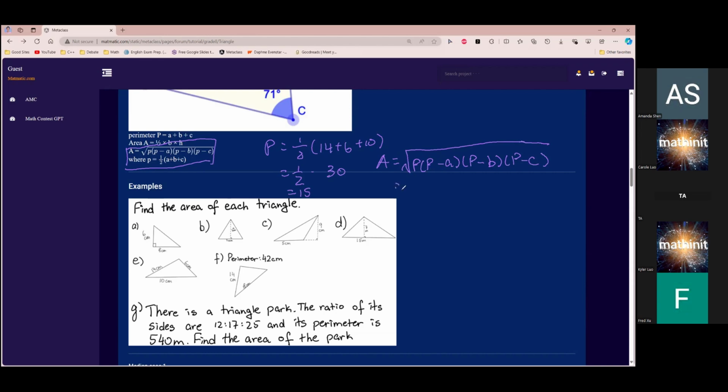And then plug in the numbers. So you have 15 times (15 minus 14) times (15 minus 6) times (15 minus 10). So that equals 15 times 1 times 9 times 5, which equals the square root of 525. And if you put that into a calculator, it's approximately 22.9 centimeters squared.